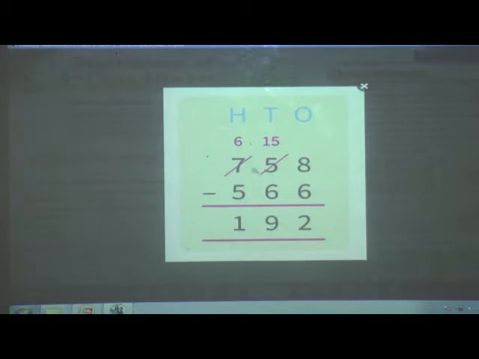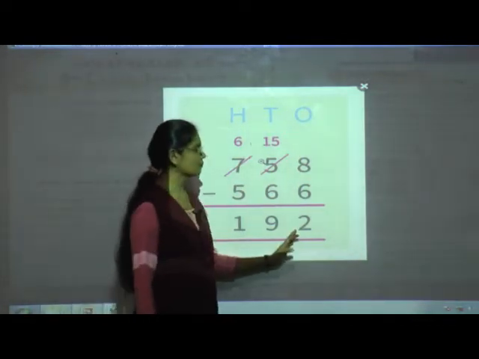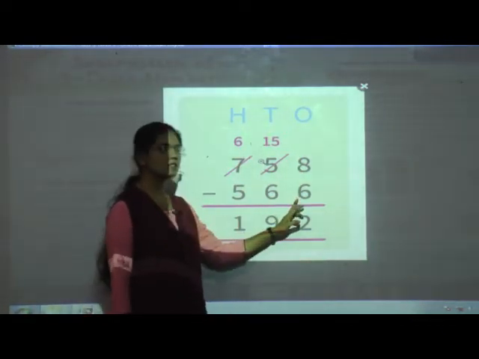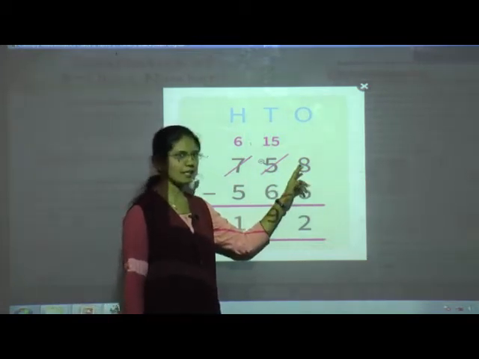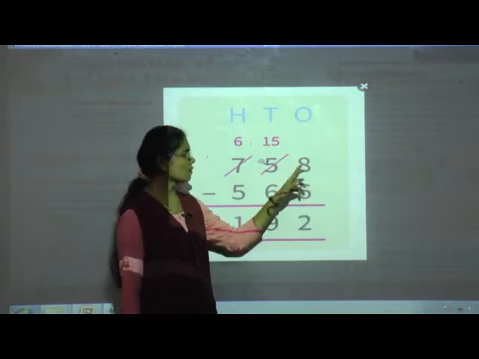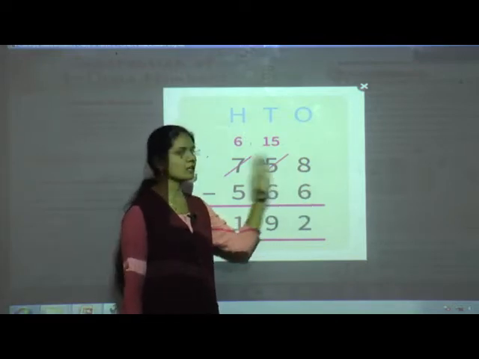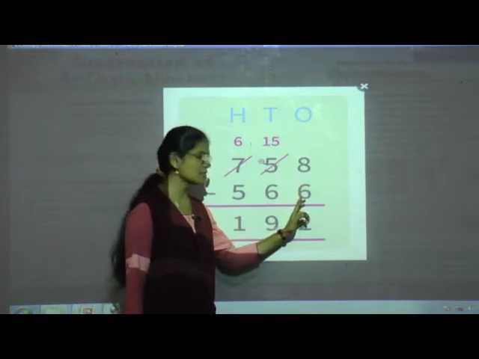Now we are going to do the subtraction. See the first number 758. This is a greater number, and 566 is a smaller number. So always we have to subtract a smaller number from the greater number. Look at the board. At ones place, 8 is there and 6 is there. So what we have to do? We have to subtract 6 from 8. 8 is greater than 6. So 8 minus 6 we have to do.